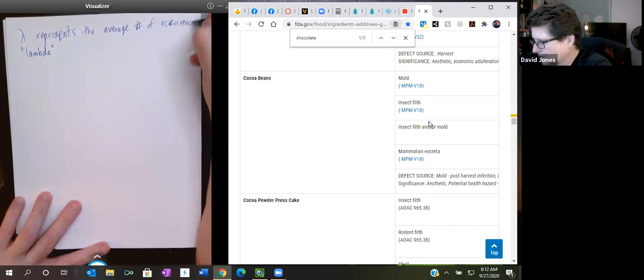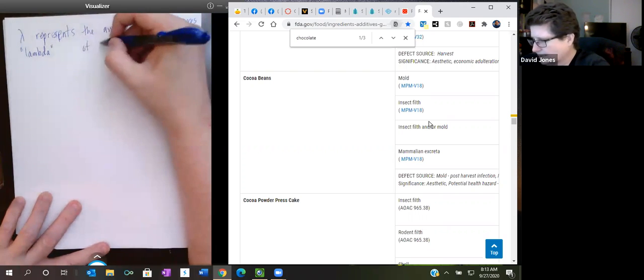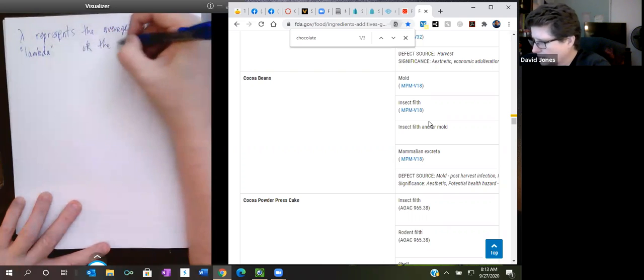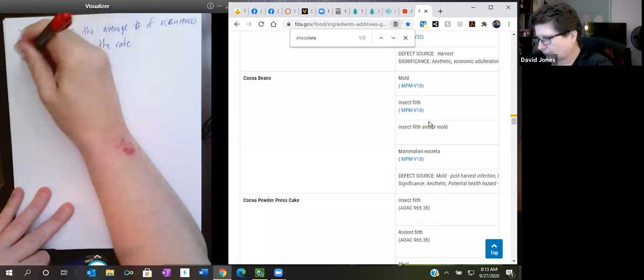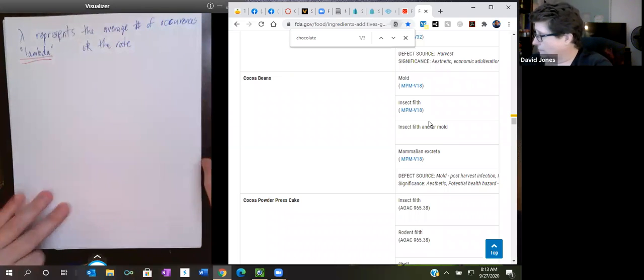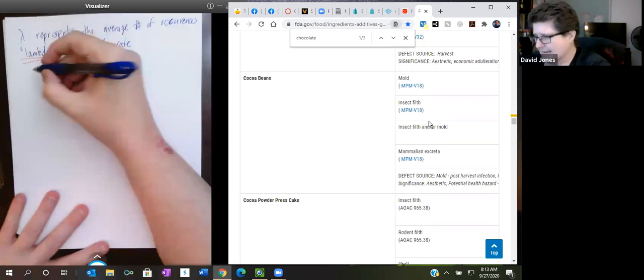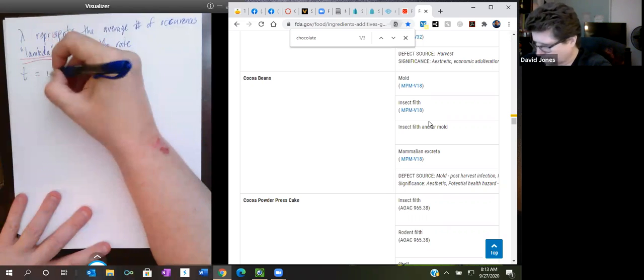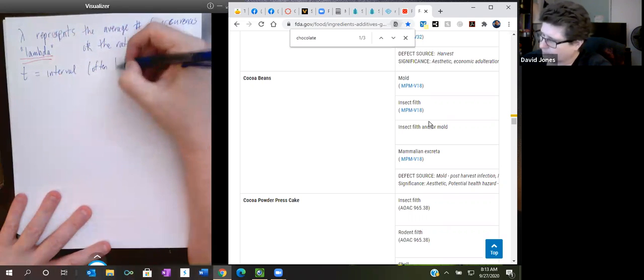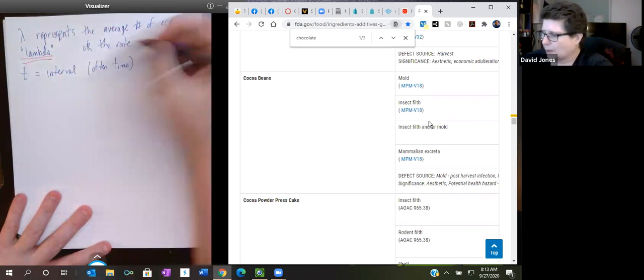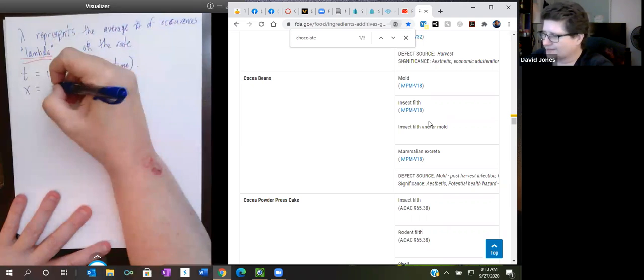Occurrences, or the rate, is pronounced lambda. T is our interval, often time. And X is the number of successes.